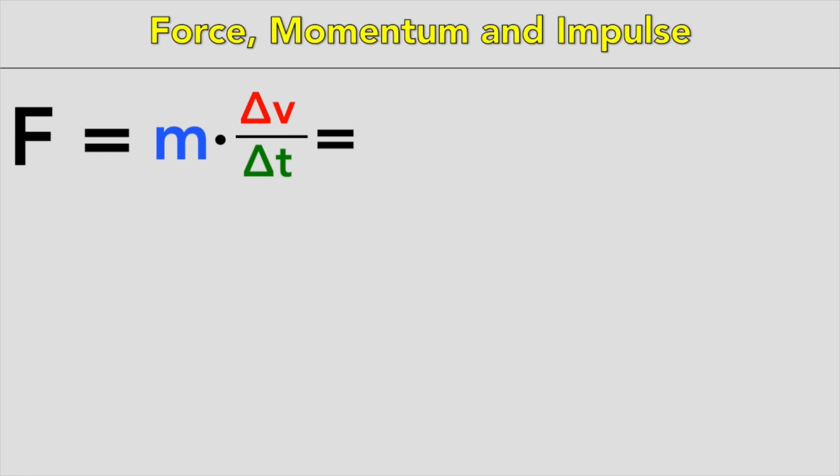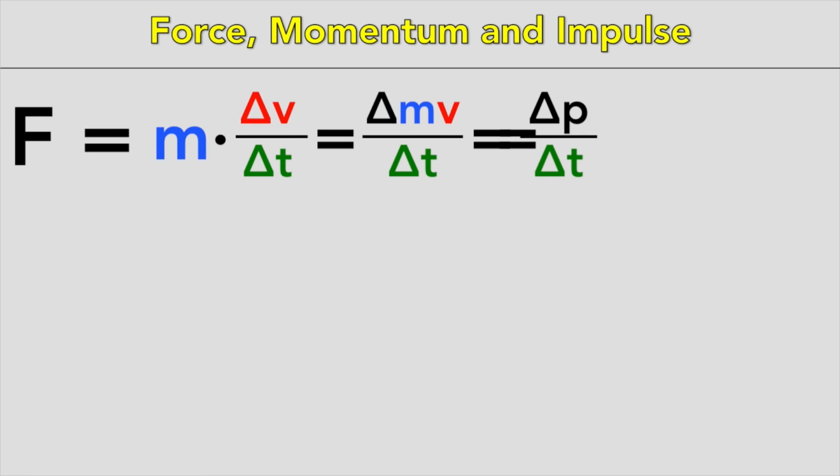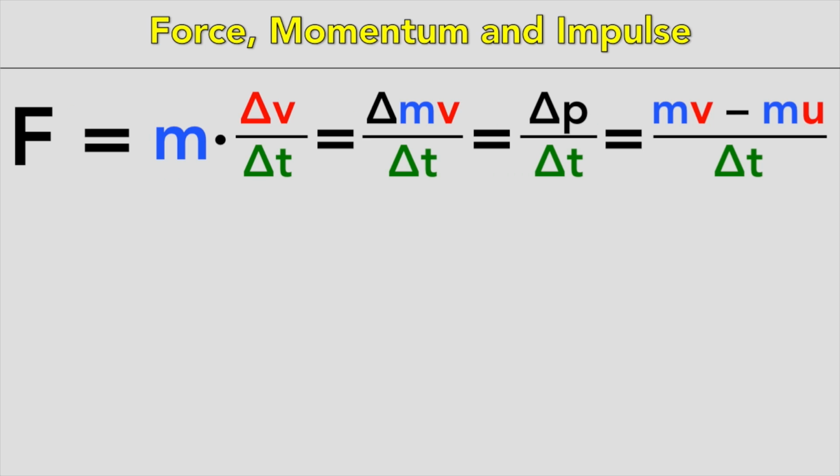F equals m times delta v over delta t, which is delta mv over delta t, which equals delta p over delta t. So therefore, the resultant force is the rate of change of momentum. As delta mv is just mv minus mu, where v is your final velocity and u is your initial velocity, or just the change of momentum, then F equals mv minus mu over delta t.